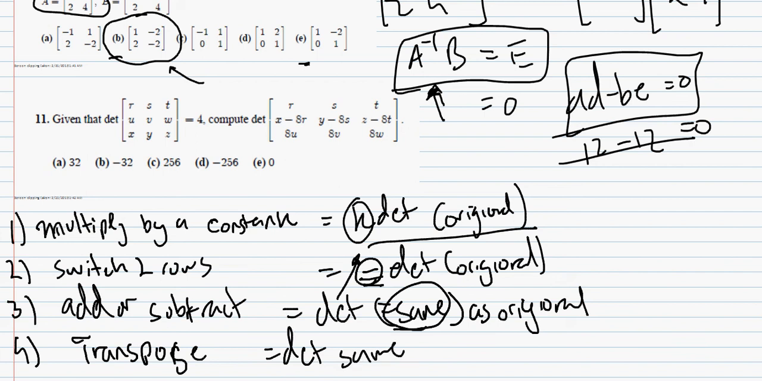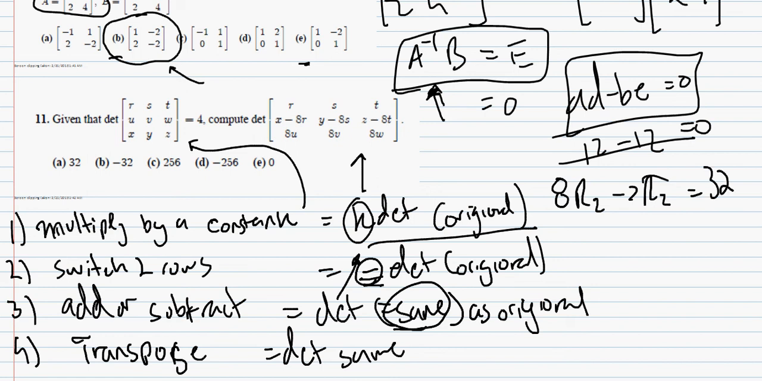In this case, you're going to have to find ways that you can manipulate this right here to get the right hand side. What I've seen is that they did 8 times R2, which changed the determinant to 8 times 4, giving us 32. Then they also switched this row with this row, R2 with R3, so that's going to equal -32 because you just multiply by a negative.